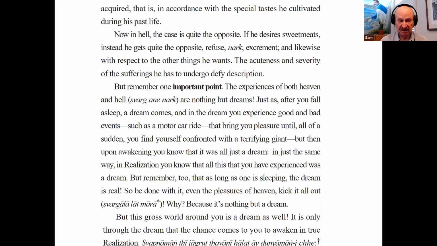Just as after you fall asleep, a dream comes, and in the dream you experience good and bad events, such as a motor car ride that brings you pleasure until all of a sudden you find yourself confronted with a terrifying giant. But then upon awakening, you know that it was all just a dream. In just the same way, in realization, you know that all this that you have experienced was a dream. But remember too, that as long as one is sleeping, the dream is real.